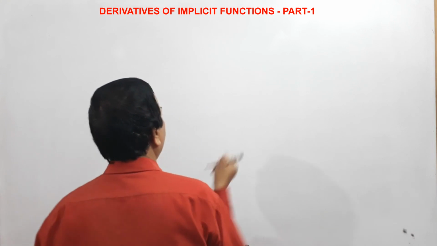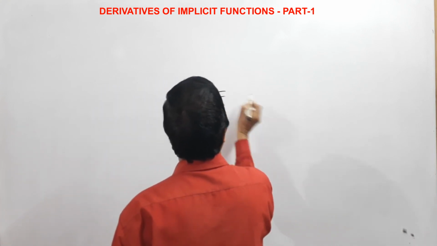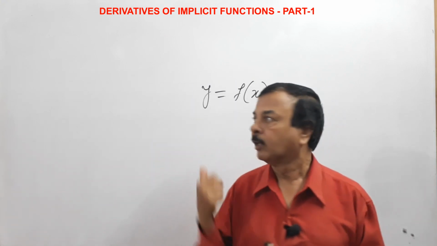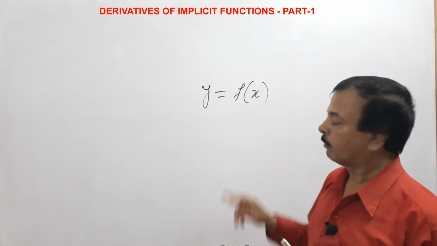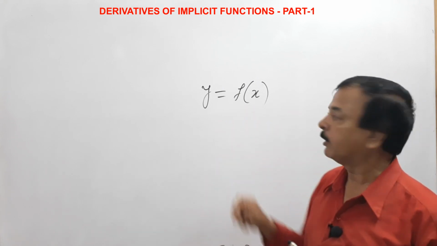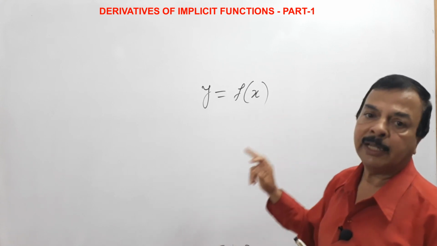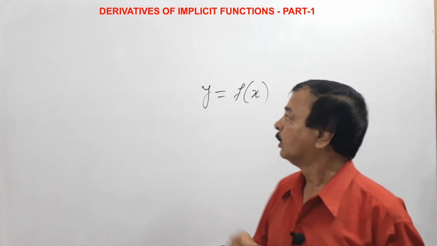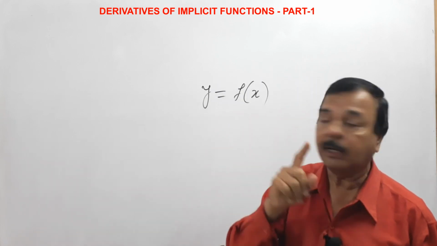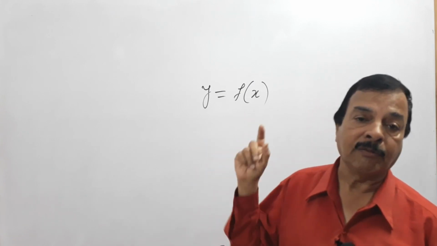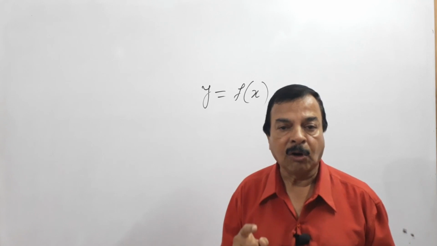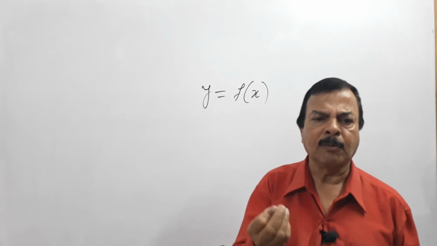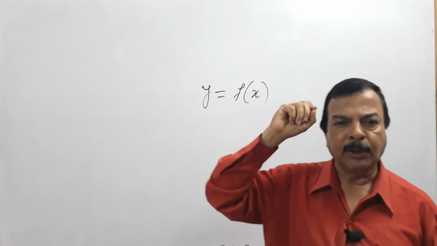So look at this, y equals f of x. I remember I have taught you this, where y equals a function of x, where y is a dependent variable, f is a function, and x is an independent variable. A function in which the dependent variable y is a function of the independent variable x is called an explicit function. We have done some problems, and we will do a few more problems only to make you aware.